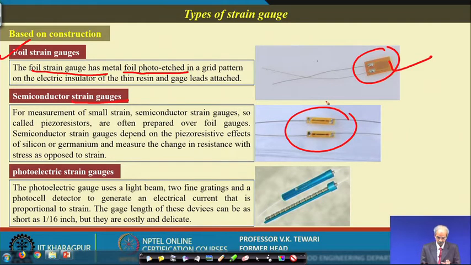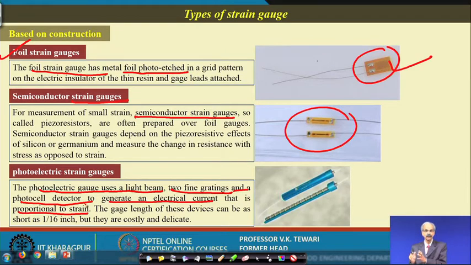Now, both the semiconductor strain gauges and the foil type ones are the ones which we readily use, and we have been using these for a long time. The photoelectric strain gauges are slightly different. They use a light beam and two fine gratings and a photocell detector to generate an electrical current that is proportional to the strain which has been measured. So, this has an application slightly different from the semiconductor type and foil type strain gauges, which we have used extensively wherever we measure strain, and hence draft, pressure, force, etc., as I told earlier.